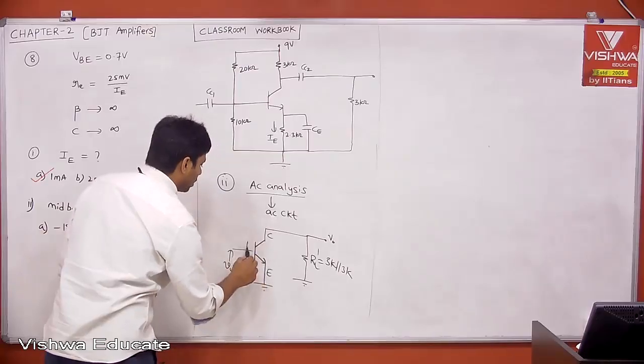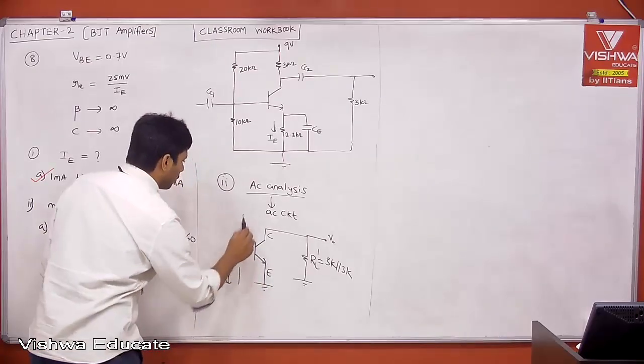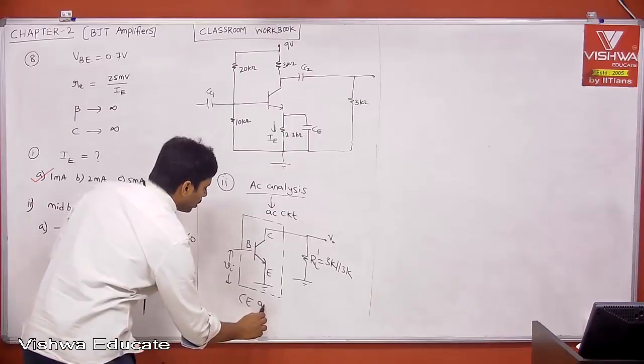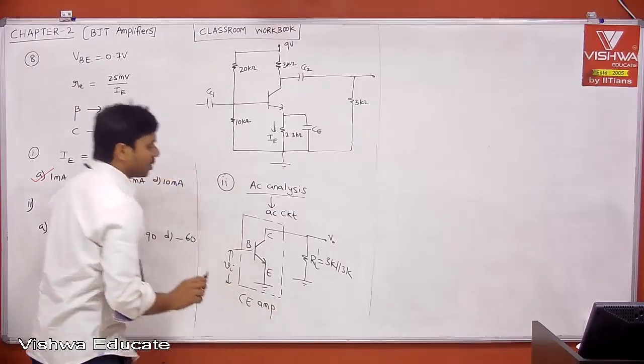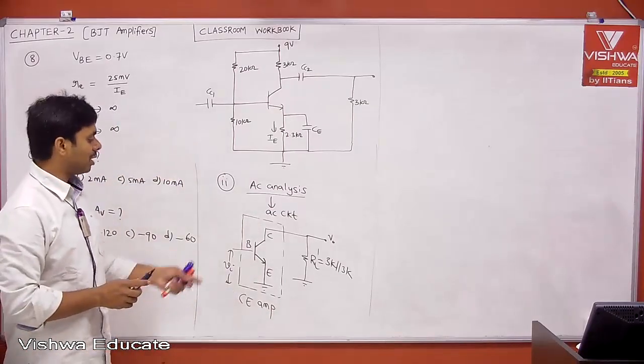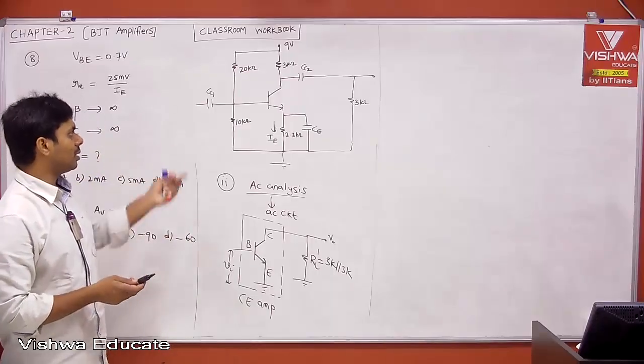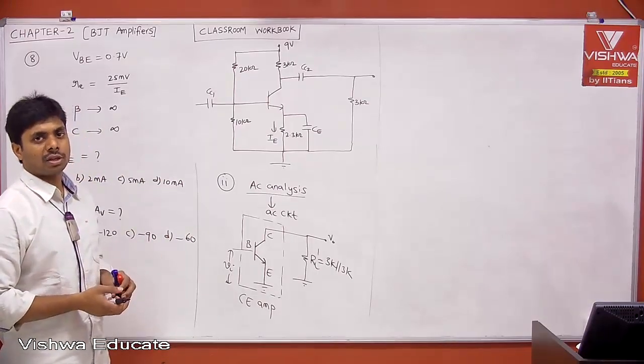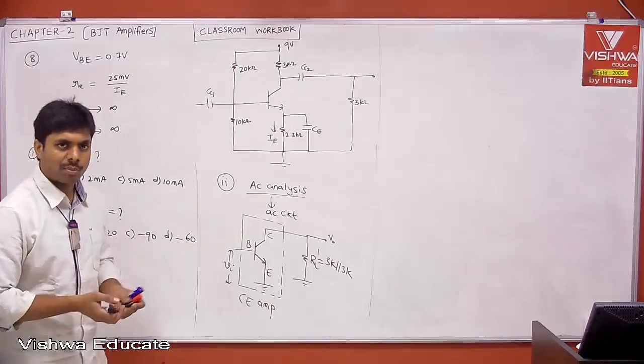Collector, emitter, base. Therefore, what is this? This is nothing but your CE amplifier. Actually, no need to draw again and again, but I'm just drawing for your understanding purpose. If you do it multiple times, we can visualize. And we know this is an RC coupled CE amplifier. Under AC analysis, you'll get common emitter configuration only. That is what we need. That is what we developed.